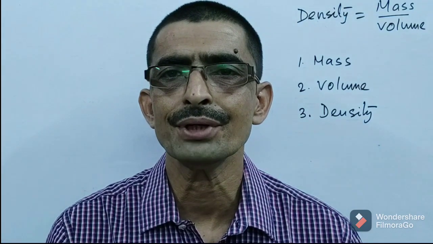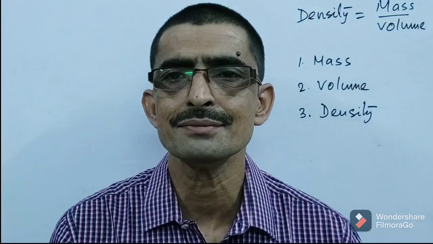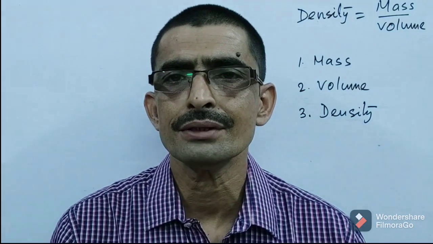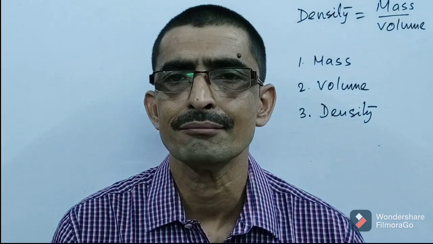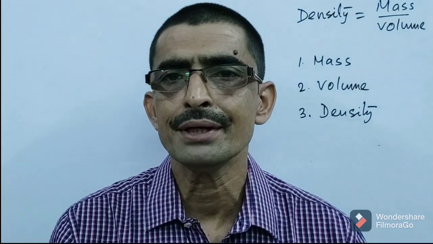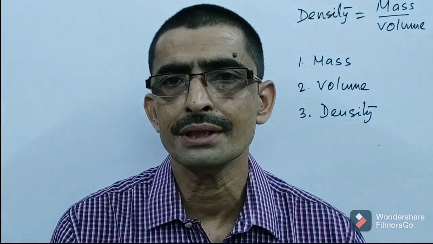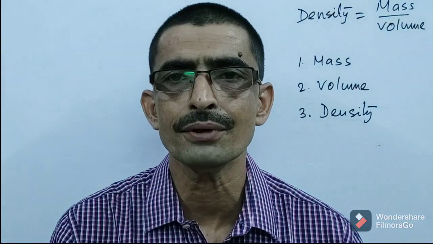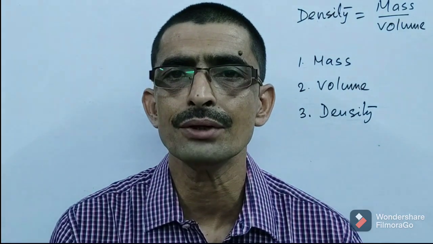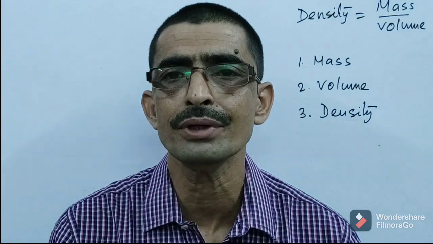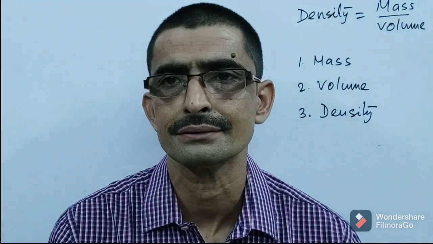In this chapter we have learned density is mass per unit volume. So we have to deal with only three physical quantities: mass, volume and density. We will be given any two of them and we have to find out the third one using only that formula. Density is equal to mass by volume. That is the sole formula we will be using in this chapter.